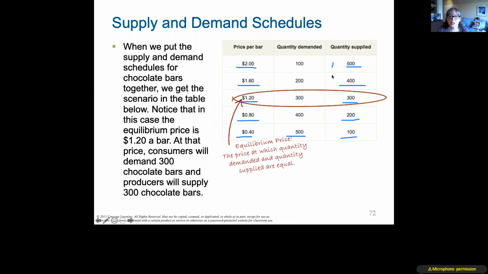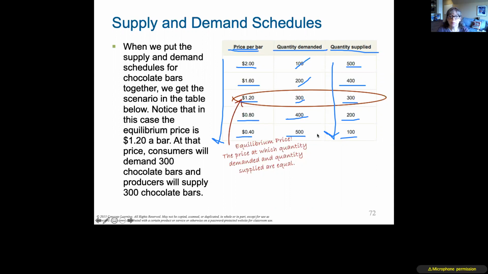As the price went down, the quantity supplied went down. As the price went down, the quantity demanded actually went up, right? This number is bigger than this number, which is bigger than this number, and so on. The quantity demanded has an inverse relationship with the price. The quantity supplied has a direct relationship with the price.